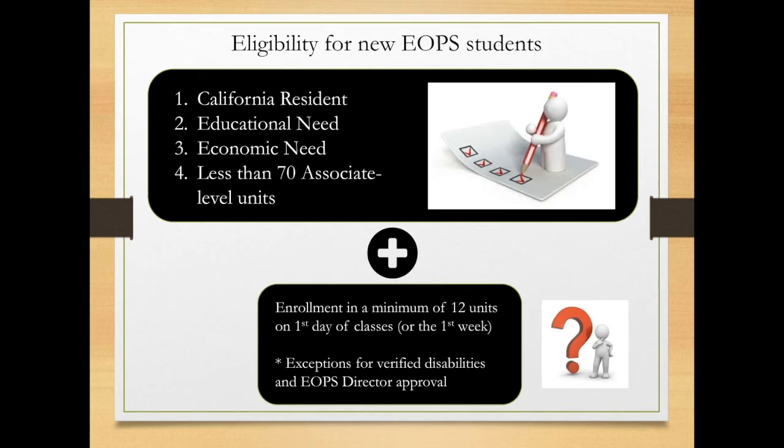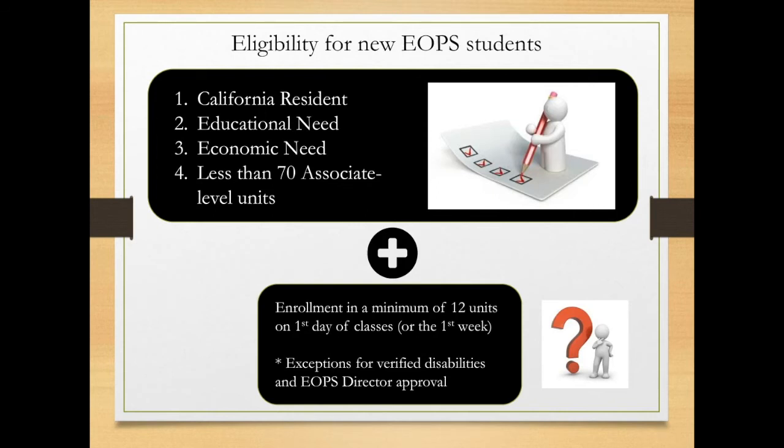The state of California has done a lot of research on what makes successful college students. And it's not your economic background. And it's not what your GPA was or your SAT scores. The greatest indicator that you're going to be successful in college is if you're a full-time student. So in your first semester in the EOPS at Columbia College, which is this upcoming fall semester, you have to start the semester enrolled in a minimum of 12 units.